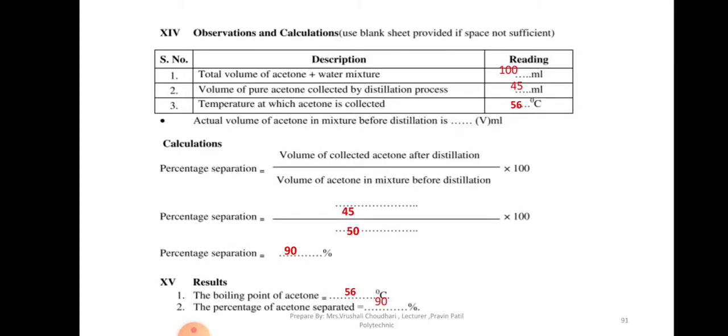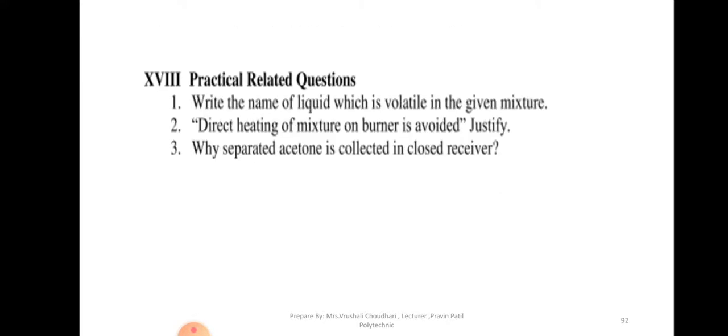Here we are going to note down at what temperature acetone is collected and how much quantity of acetone is collected. Initially we add 50 ml, and out of that 45 ml is collected. So a total of 90% of acetone is collected. Here acetone is a volatile liquid which has a lower boiling point. Direct heating of the mixture on a burner is avoided, as acetone is present and it is highly inflammable.